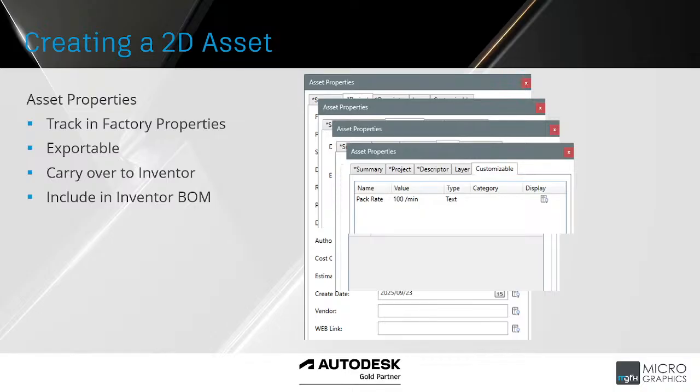And lastly, customizable. These are custom properties that you can put in. So you can see I've put in here a pack rate of 100 units per minute, and that can be included in a custom attribute. I mentioned the attributes earlier in the block as well. So we can actually see the pack rate for this unit. This will carry across as well to Inventor's custom iProperties.